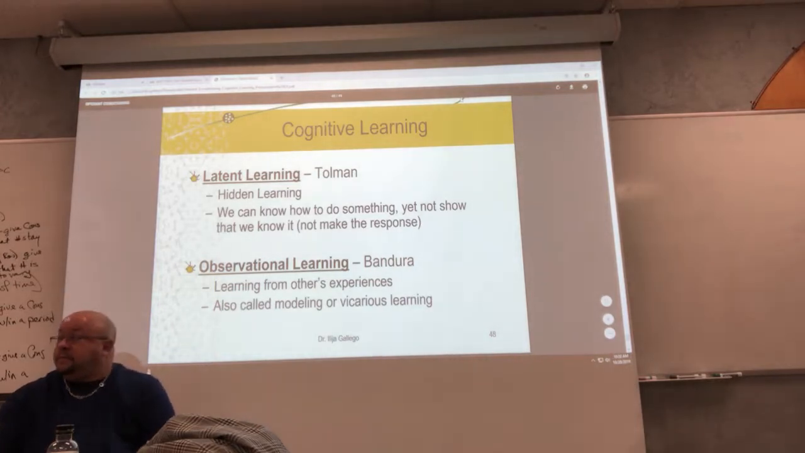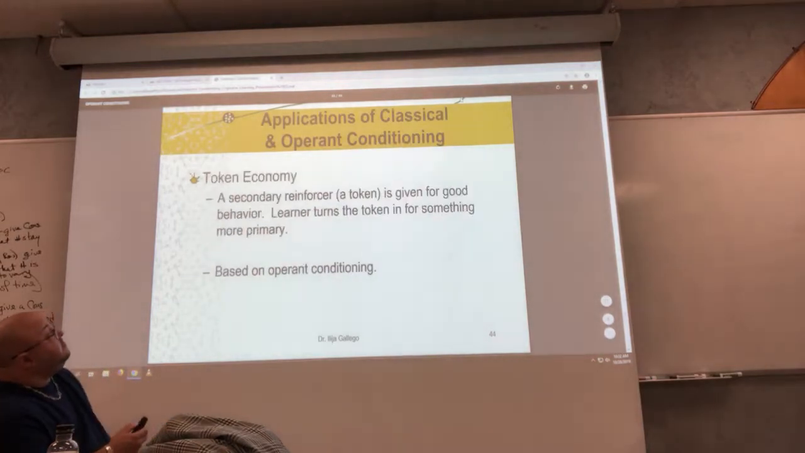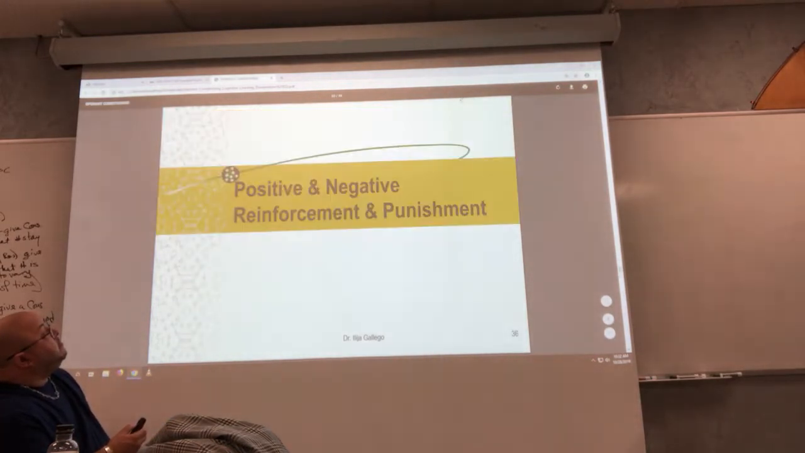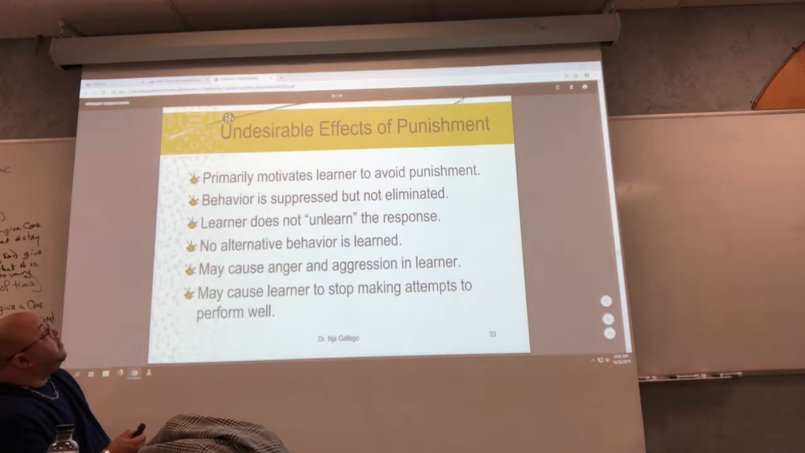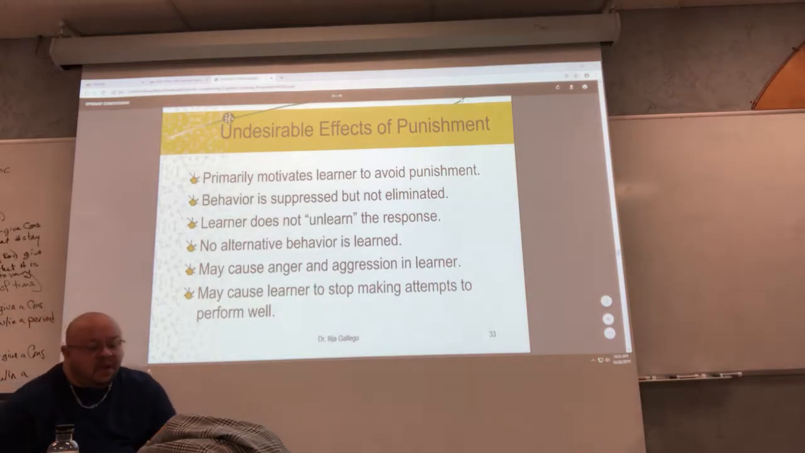Okay, the adverse effects of punishment. Remember we talked about how there's a whole slide that says that; I'll show you what slide it is. Right here. The question: what are the adverse effects of punishment? It motivates you mostly to avoid punishment. It doesn't eliminate the behavior, only suppresses it. You don't unlearn the response. No alternative is learned. It can make people stop trying, and it also can make people aggressive and angry.